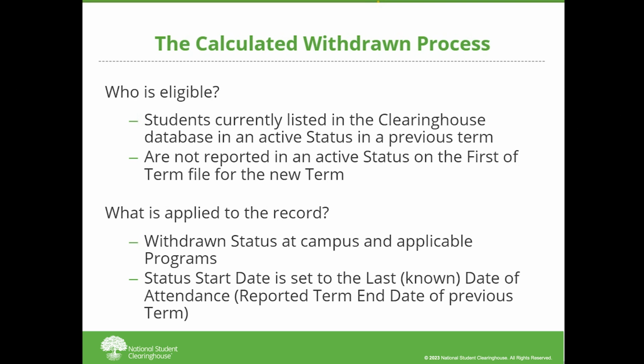When a first of term file for a required term is submitted, our system will search for all active records listed for your institution in the Clearinghouse database that were not reported on the file. The records are then auto-generated onto the file as withdrawn at the campus and program level as applicable. The term end date from the student's previous term is used as the status start date, as this is the last known date of attendance for the student.